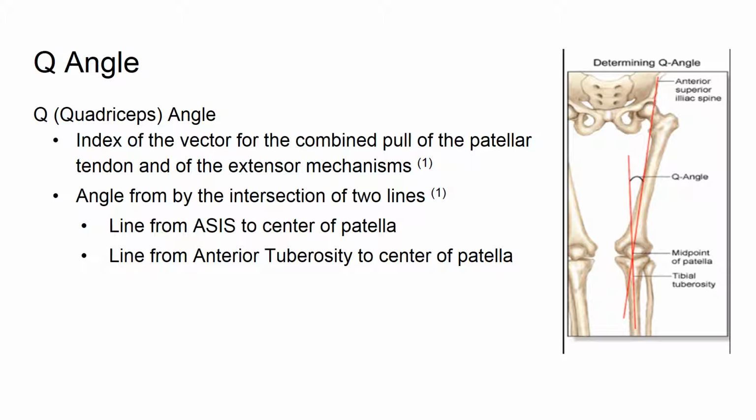So Q angle is the index of the vector for the combined pull of the patellar tendon and of the extensor mechanisms. The angle is formed by the intersection of two lines that cross at the center of the patella, one going from the ASIS to the center of the patella, and the other going from the anterior tuberosity of the tibia to the center of the patella. It's theorized that the larger the Q angle is, the greater the lateralization pull on the patella, which increases the retropatellar pressure between the lateral facet of the patella and the lateral femoral condyle.